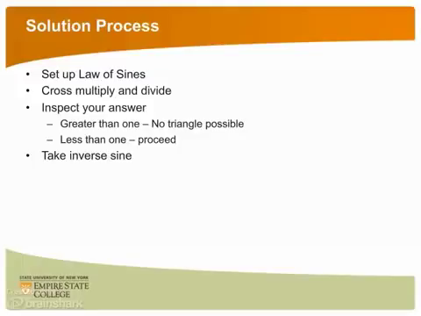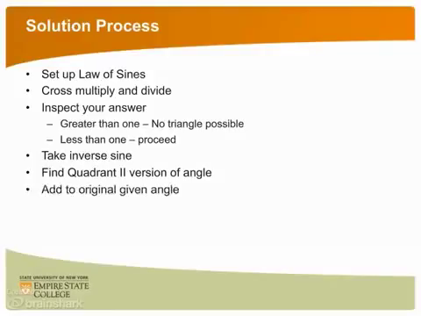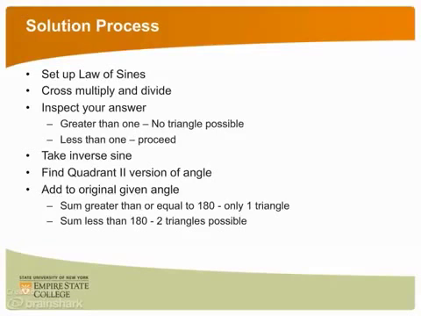Because sine is positive in the first and second quadrants, we may have another possible solution. We need to find the quadrant 2 version of the angle. So we subtract that amount from 180 degrees. To see if this is a reasonable answer, we add this second version of the angle to the angle measure we knew at the start. If that sum is greater than 180, only one triangle is possible. If the sum is less than 180, we have two viable triangles. Let's look at some examples and try to make some sense of this strange situation.